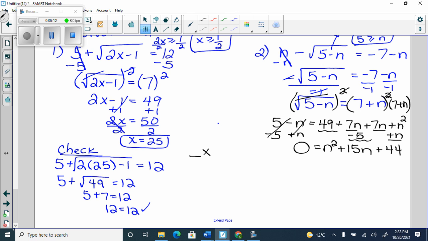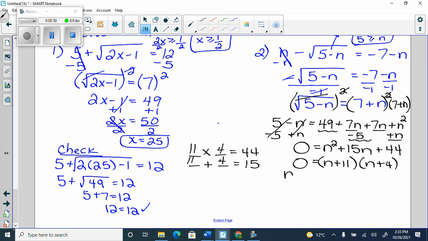What times what equals 44? What plus what equals 15? 11 and 4. And I don't even have to do decomp. 0 equals n plus 11, n plus 4. Then I learned this year that I have to set them equal to 0 each. So the only new thing. And then n equals negative 11, and n equals negative 4.